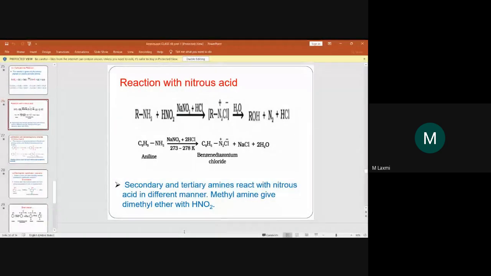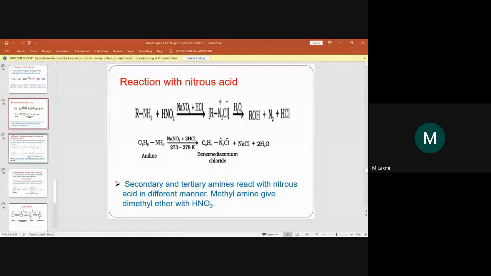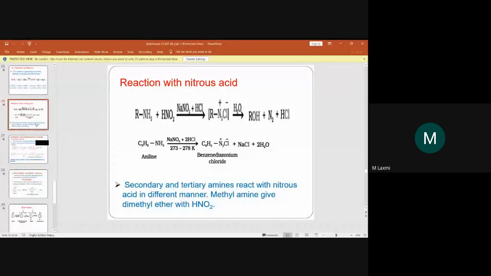So now we have seen chemical properties of amine. The first chemical property is basicity. Second chemical property is acylation, alkylation. Then we have seen carbylamine. Then we have seen nitrous acid. Then we have seen reaction with Hinsberg reagent.